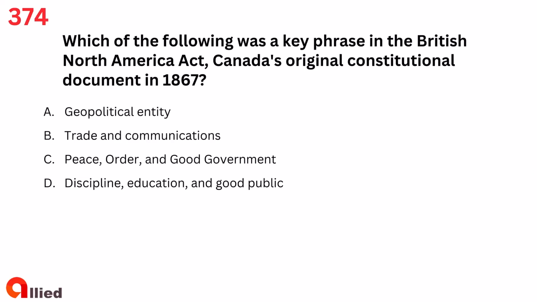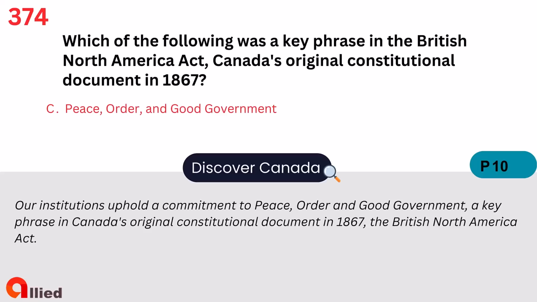Pluralism. Question 374. Which of the following was a key phrase in the British North America Act, Canada's original constitutional document in 1867? A. Geopolitical entity. B. Trade and communications. C. Peace, order, and good government. D. Discipline, education, and good public. The answer is C. Peace, order, and good government.